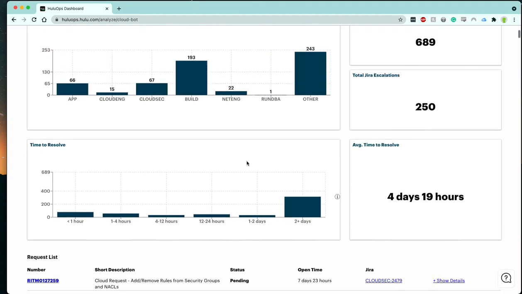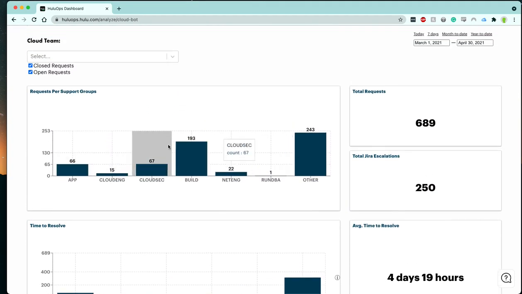So what you're looking at right now are the number of cloud requests that come in through CloudBot, which is a Slack bot. 66 of them, and this is March 1st to today, so about a 2 month period. 66 of them are actually going to the app team, the cloud engineering team, cloud security team, build and deploy team, network engineering, DBA team, and then other. And other is kind of meant to be that catch-all, which says it doesn't necessarily fit into this particular categorization bucket, but it is an opportunity to put it into a categorization bucket.